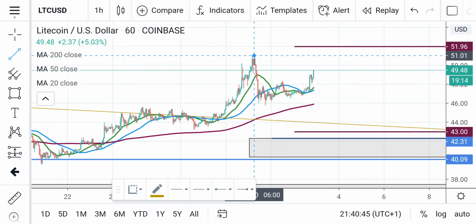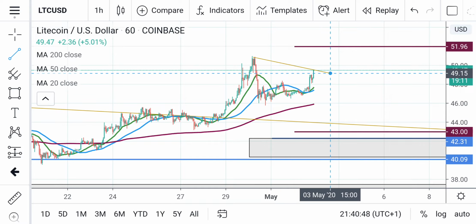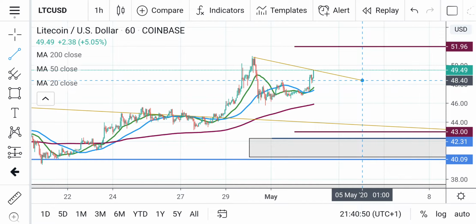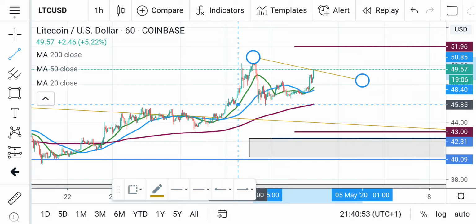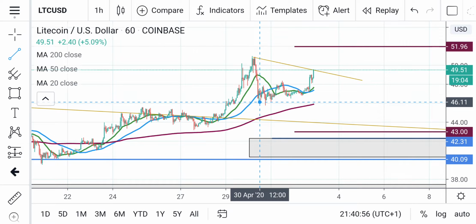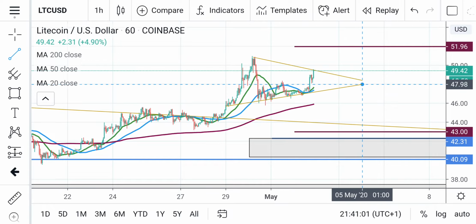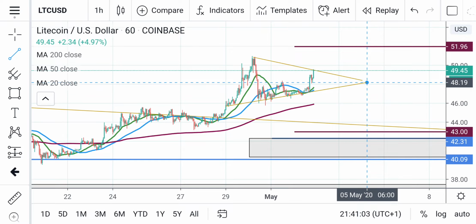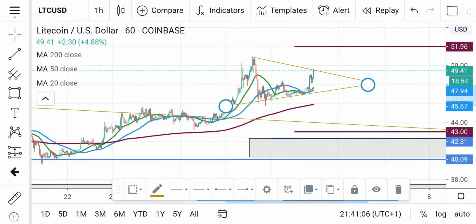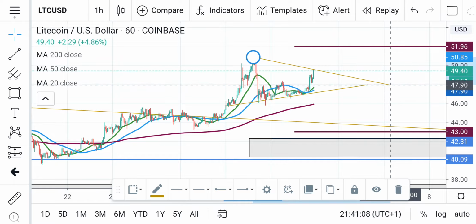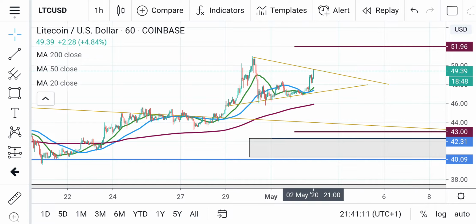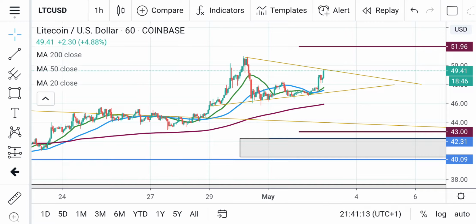So let me squeeze in a trend line over here. So we have this and we have this, forming something like a symmetrical triangle, or let's call it a pennant. You can see on this 1 hour time frame, you have a very good support over here at this region.